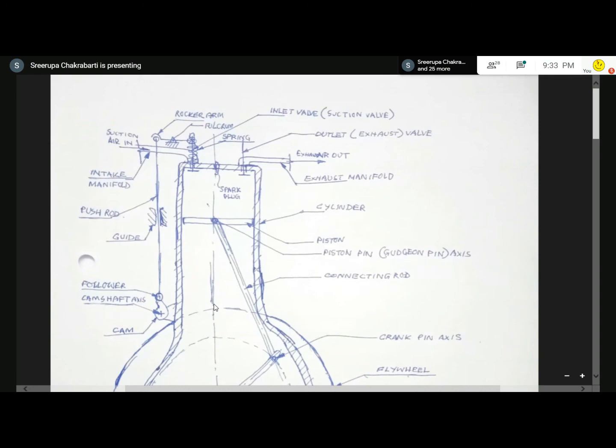But actually, the volume which is sucked is less. This theoretical volume corresponds to some mass of air and some mass of fuel; I mean, this volume corresponds to some mass of the charge.